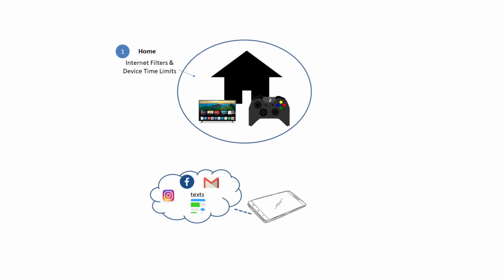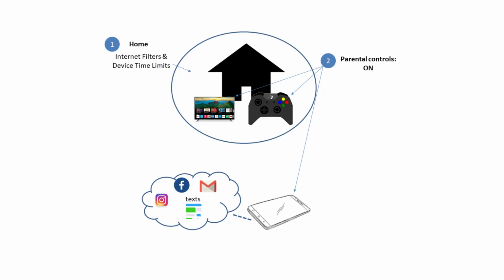The first one would be internet filters and device time limits at home. And we'll go through a tool that we recommend to do that. The second thing is parental controls. Each of the devices that you have at home and also the phone should have the parental controls turned on. And this is very important. You might think, hey, an internet filter at home is enough, but it's not. One of the biggest ways boys access porn is actually through Xbox. So in addition to filters, you need parental controls on the devices.